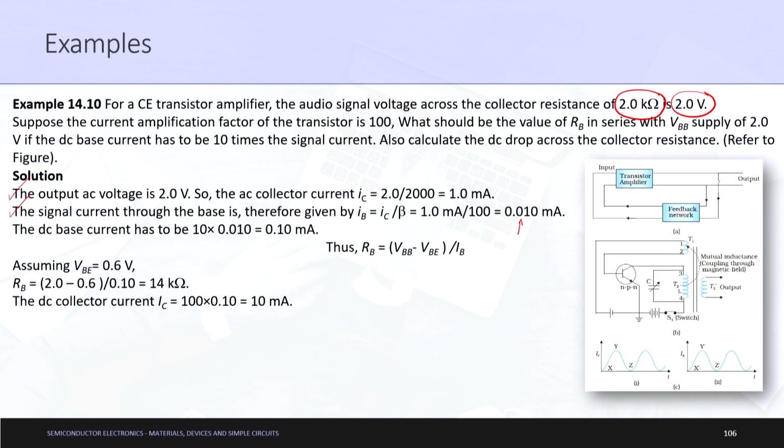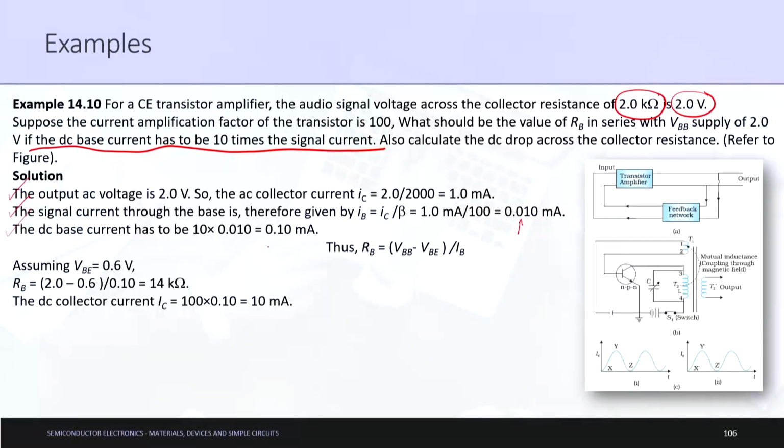Next thing is, first we were at the output, now we have come into the input Kirchhoff's loop, or input loop. So, now the DC base current has to be how much? It is given here that the DC base current has to be 10 times the signal current, that is, what is the value of capital IB. Capital IB is nothing but equal to 10 times 0.010 milliamperes, that will give you the value of 0.1 milliamperes. Everything is written in the question, we just need to understand it mathematically.